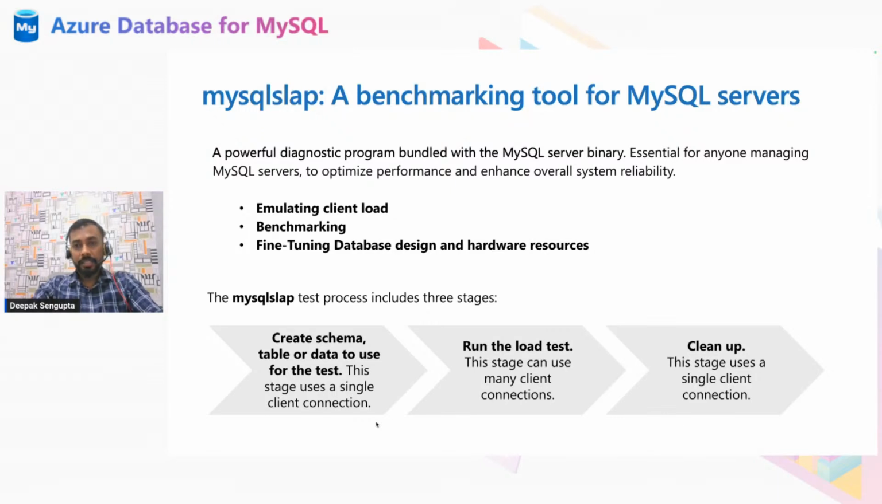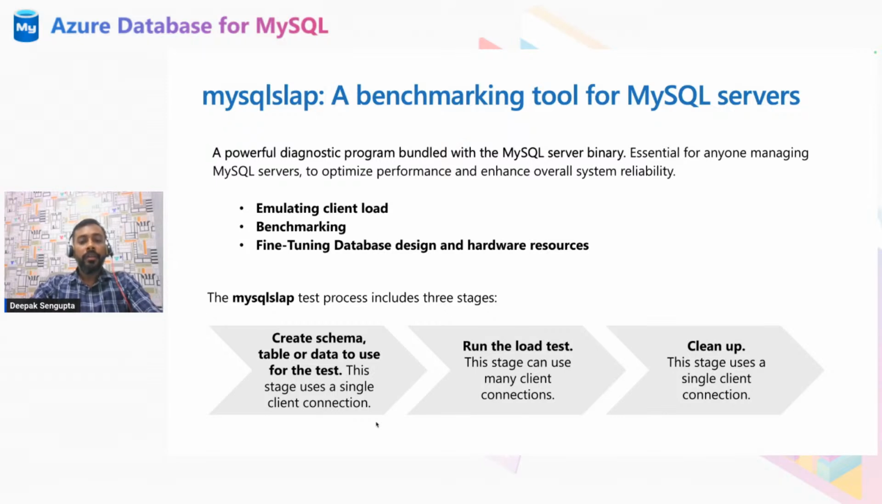Now, once the test is completed, the processing moves to the third stage, wherein the MySQL slap utility basically cleans out the data that it has created as part of the second stage. Now, during these three stages, stage one and stage three use a single client connection. However, stage two uses multiple client connections, and the number of client connections it uses is dependent on the parameters that we supply.